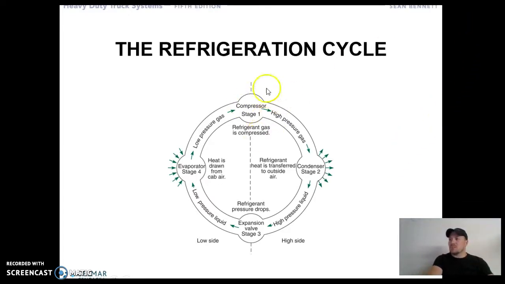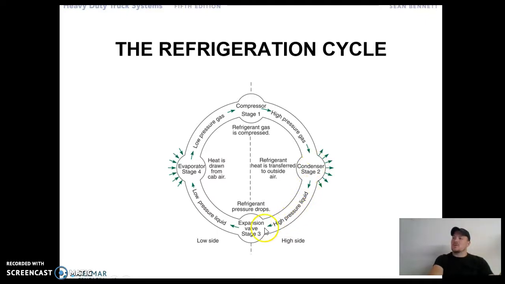So once again, we have a compressor, stage one. The compressor builds the pressure, so you have a high pressure gas coming out of the compressor. As it reaches the condenser, our heat is pulled out of it. Remember, it's going through that latent heat removal, so it's becoming a liquid.